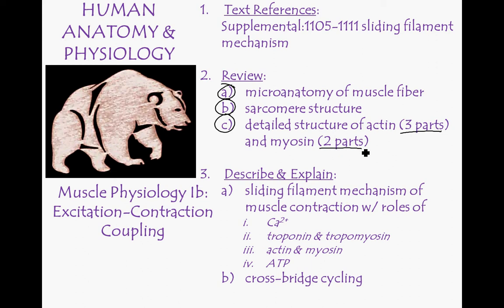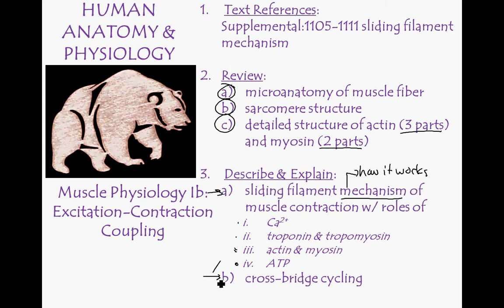We're going to focus here on this sliding filament mechanism, and by mechanism we mean that this is how it works. All right? So the mechanism is how the muscle is actually contracting. It's going to involve calcium ions, the troponin-tropomyosin complex, actin and myosin, and we're going to involve ATP here. And this is also sometimes known as the cross-bridge cycling mechanism.